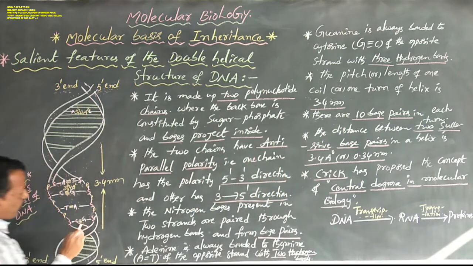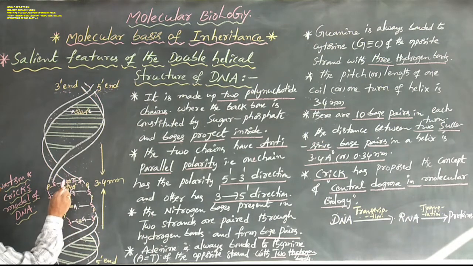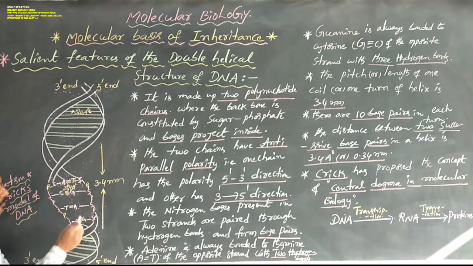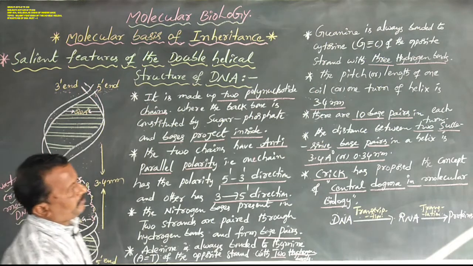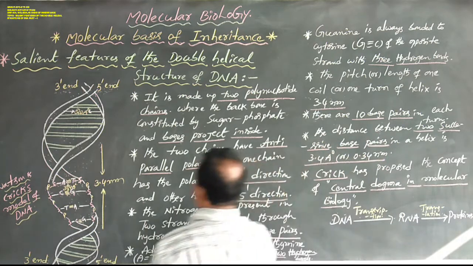A single pitch, or length of one coil or one turn of the helix, contains how many base pairs? 10 base pairs, that is 20 nucleotides. Here only 4 base pairs are shown, but there are actually 10 base pairs or 20 nucleotides. Next, coming to the distance between two successive base pairs.